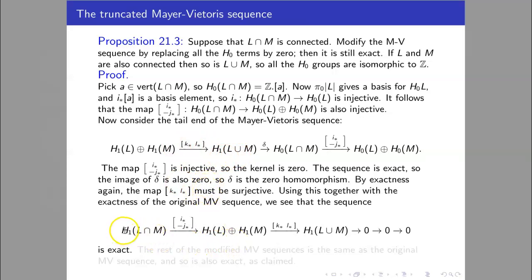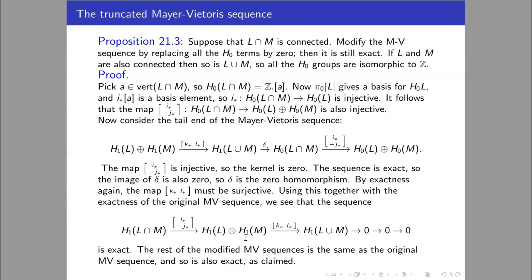From that it's clear, if we look at this sequence here, this map is surjective, and there's nothing to say about exactness over here, it's all just automatic. Then what we've got here, the I star minus J star and the K star L star around here, that's just part of the original Mayer-Vietoris sequence, which you already know is exact. So we see that this sequence is exact. And then if we take the rest of the modified Mayer-Vietoris sequence, it's just the same as the original unmodified one, and so that's also exact.